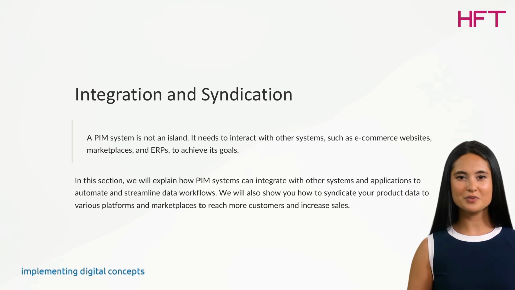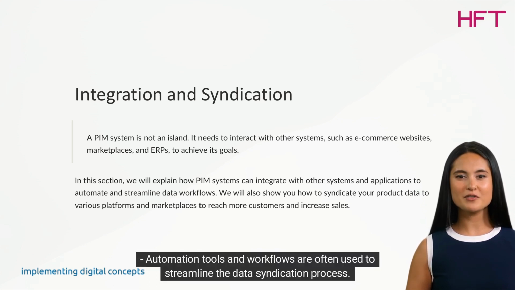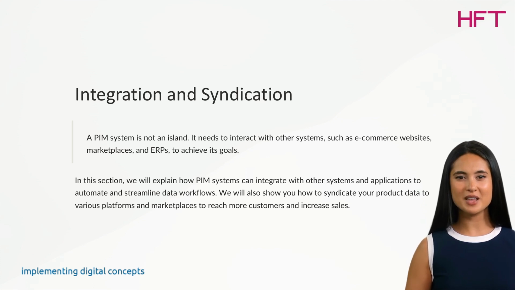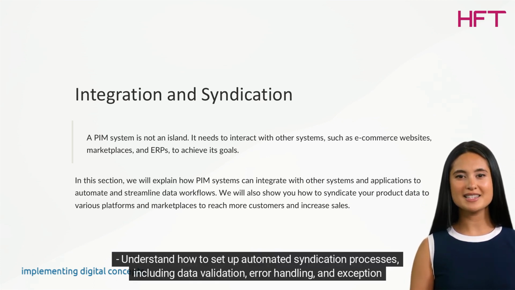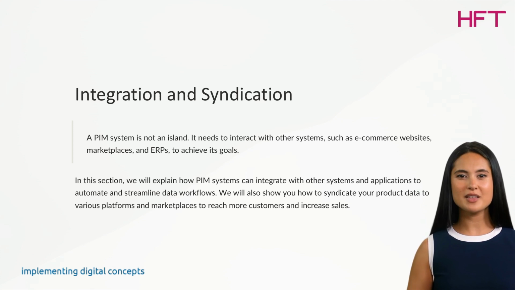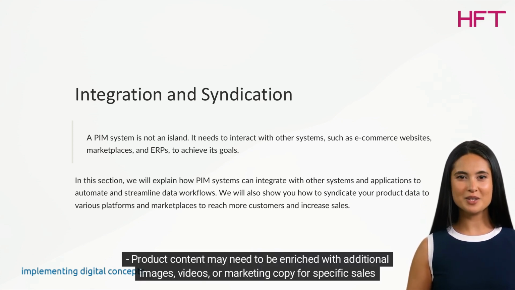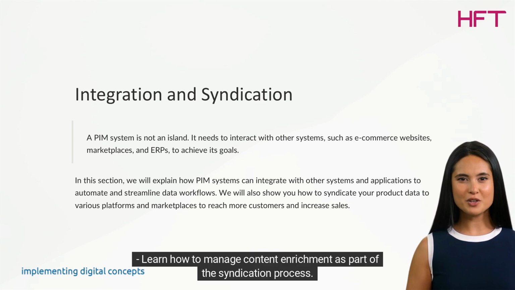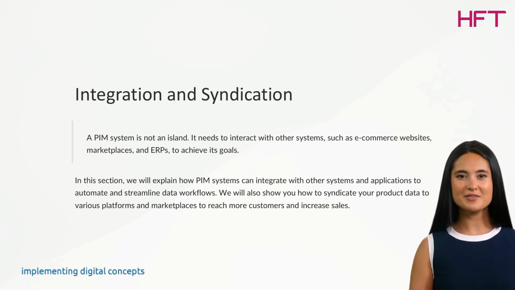Automation and workflow. Automation tools and workflows are often used to streamline the data syndication process. Understand how to set up automated syndication processes, including data validation, error handling, and exception management. Content enrichment for syndication. Product content may need to be enriched with additional images, videos, or marketing copy for specific sales channels. Learn how to manage content enrichment as part of the syndication process.